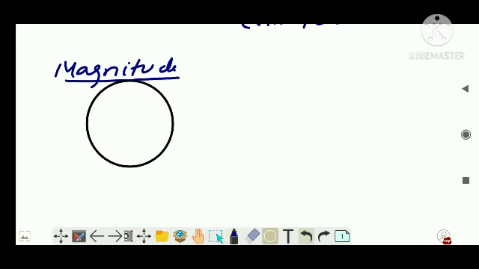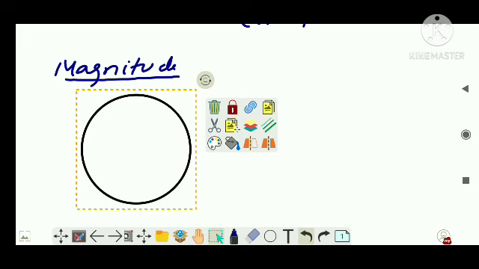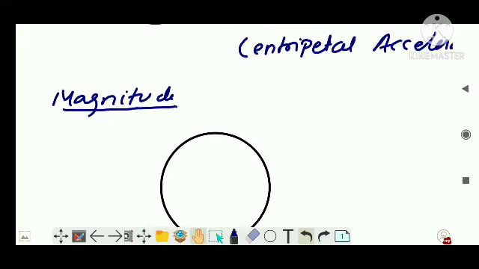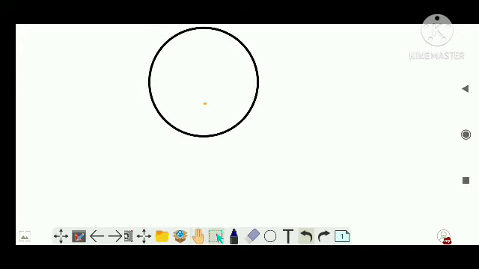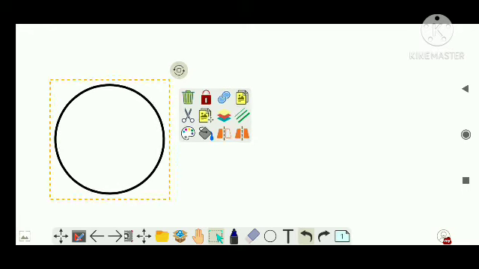Again, I require a circle. Oh, I don't know why. Bring it here. Now let's bring it here. I have to bring the entire sheet down. Then I will bring this one here. This much is real. Okay.